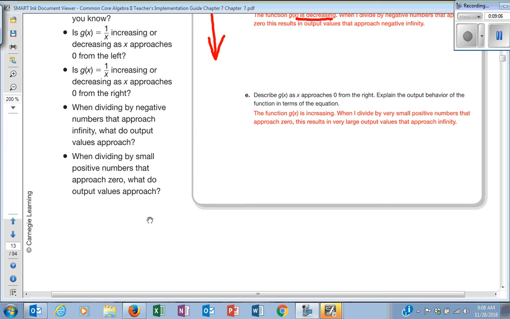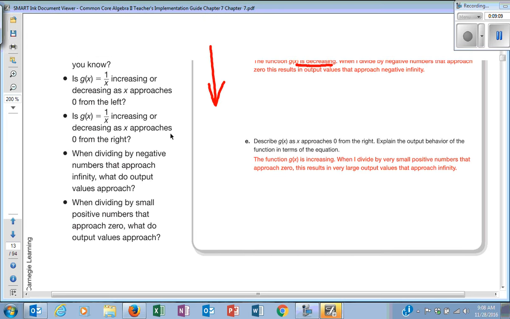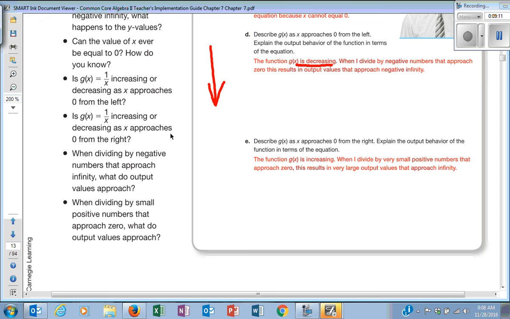So that's the E question. So we just discussed these guys. As it's approaching from the right, okay, the function is increasing. That's what we just talked about. All right.